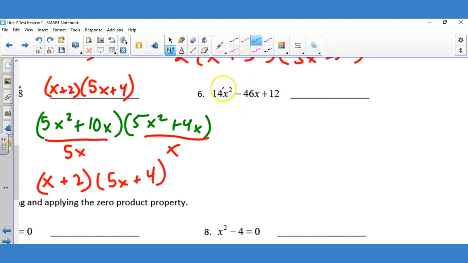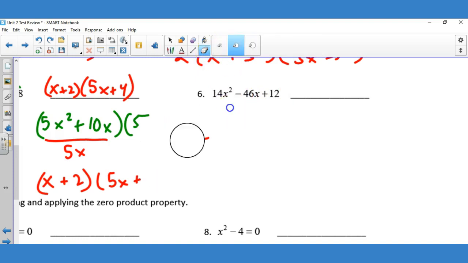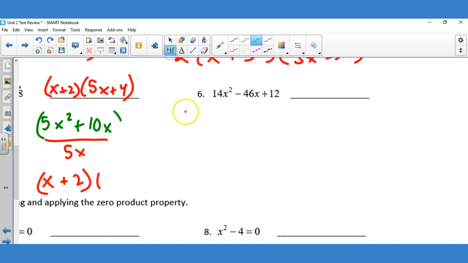Right here, there's a GCF. All right, and our GCF right here is going to be 2, so I'm going to factor out a 2. So I'm left with 7x squared minus 23x plus 6. All right.